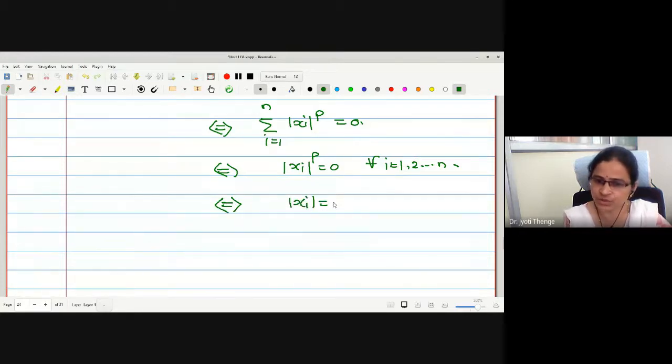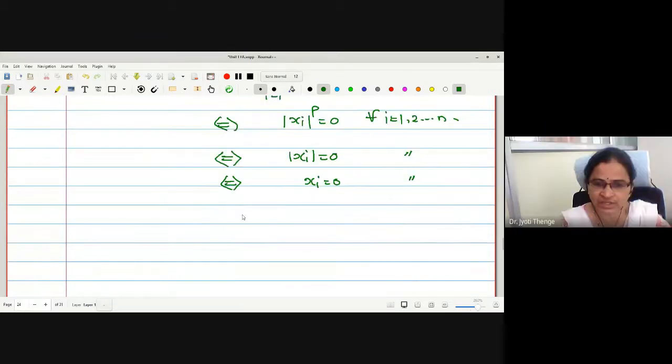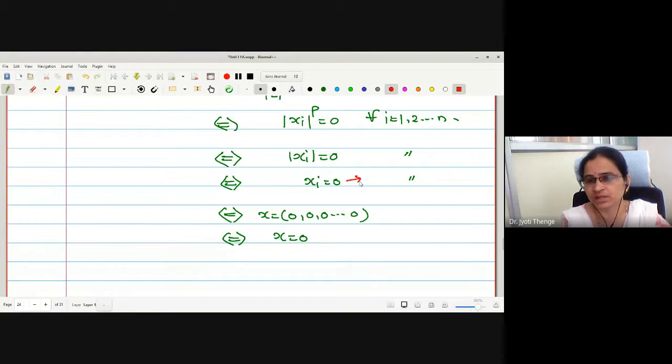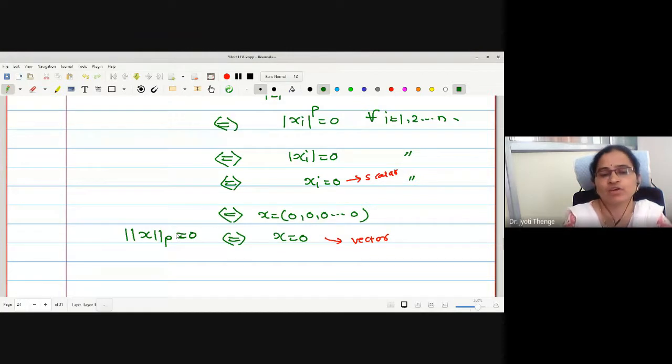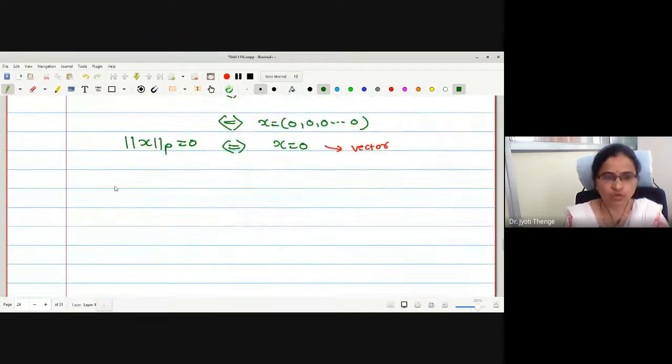Is it mod xi is equal to 0? If mod xi is equal to 0, can I write xi is equal to 0 for all i? Yes, ma'am. What about the vector x? Yes, it is a 0 vector. Don't get confused, okay? You have to remember very well, this 0 is a scalar 0 and this 0 is a vector 0. So we have started with norm p of x is equal to 0 and we have proved that the corresponding vector x is equal to 0.